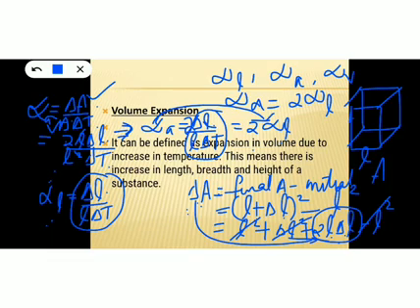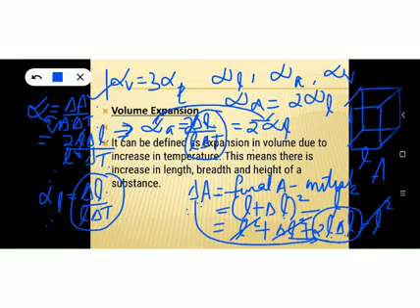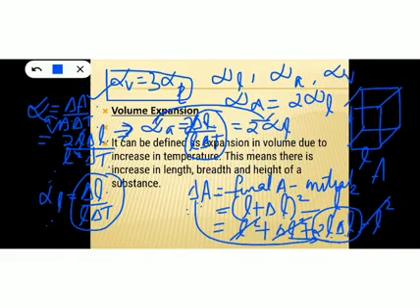Similarly, you can prove the relationship between alpha V and alpha L. So similarly, we will get alpha V is equal to 3 times alpha L. That you can do by yourself. Alpha V, that means volume expansivity, is 3 times linear expansivity.